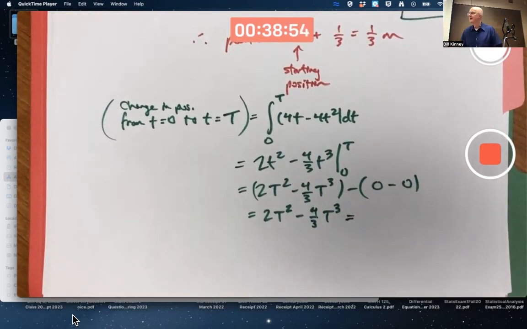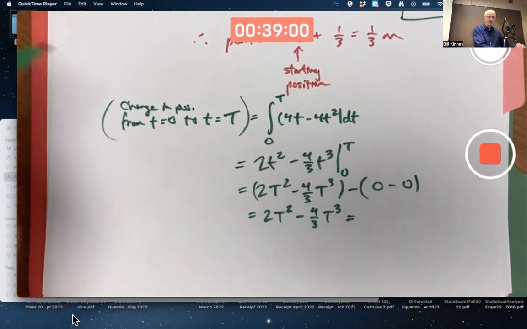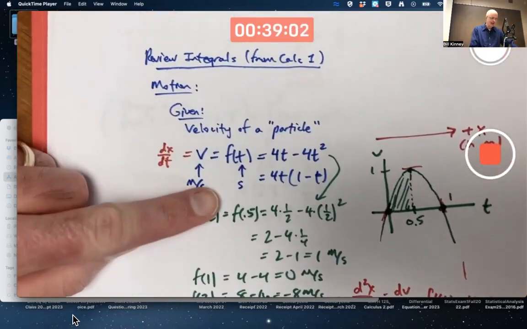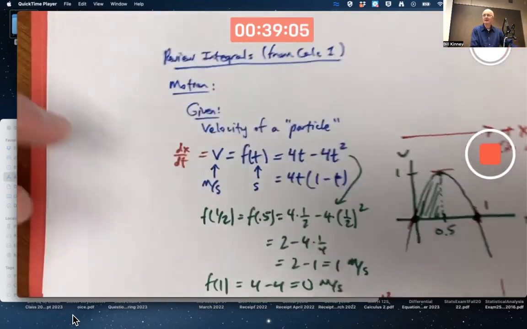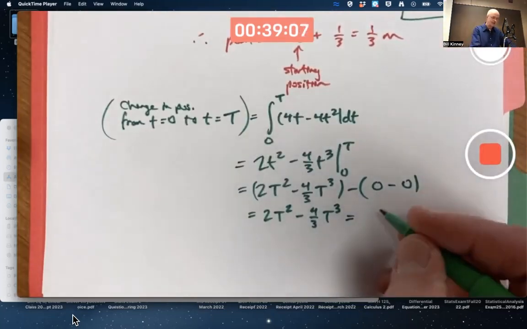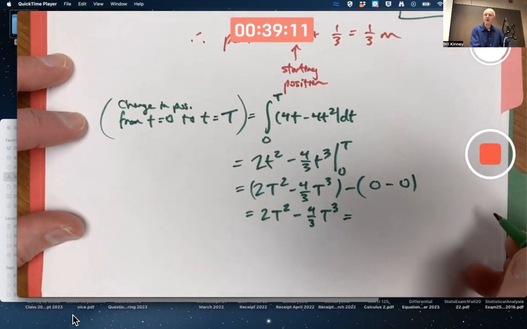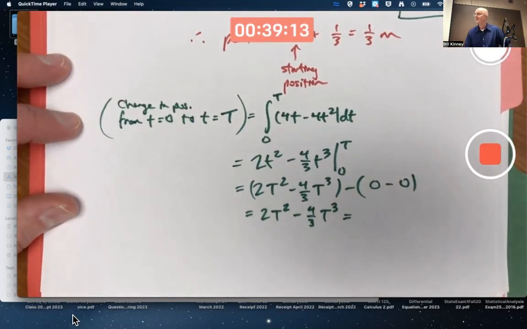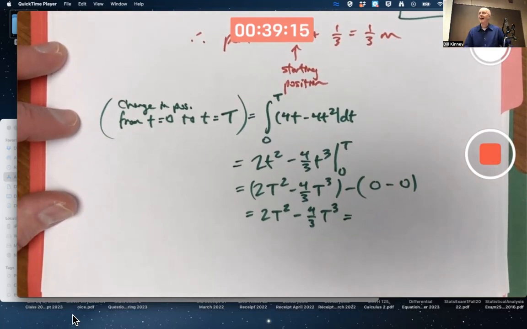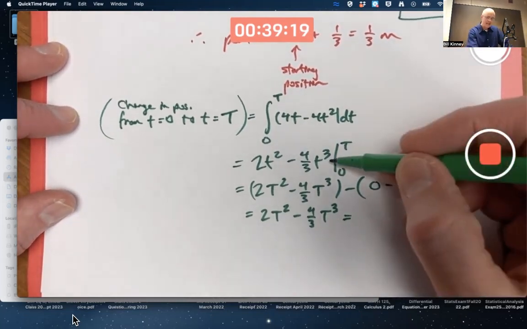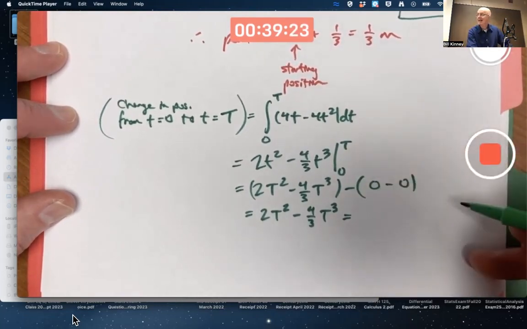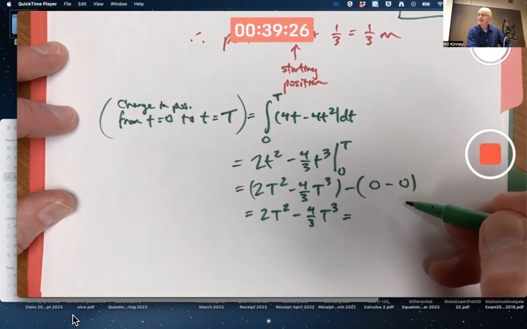Should I call it little f of capital T? No, don't call it little f. Why not? Because we already have a meaning for little f. It's the velocity. Call it something else. Got an idea, Daniel? Oh, good. Where's the plus c? I'm doing a definite integral, so I don't need it. If I put a plus c here, which I could do, when I subtract, it would cancel because it would be in both spots.